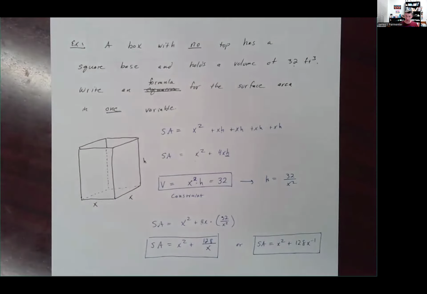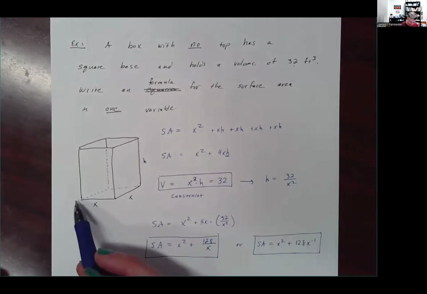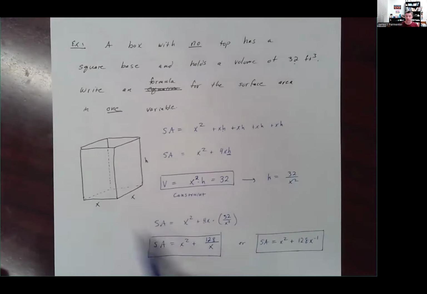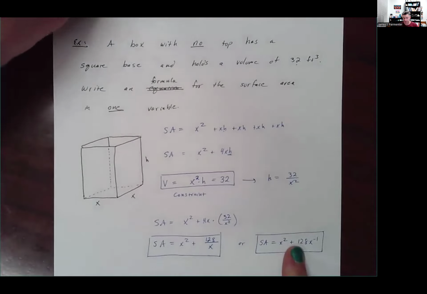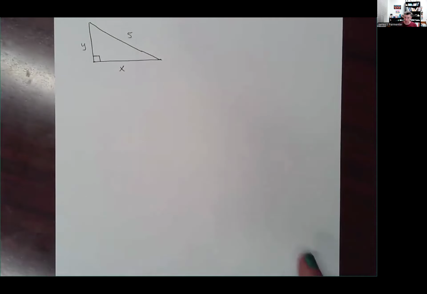If the base wasn't square, we couldn't do this, because then you'd have a different variable for the side length here and the side length here. So usually you're starting off with two variables and working your way down to one. There's another example.